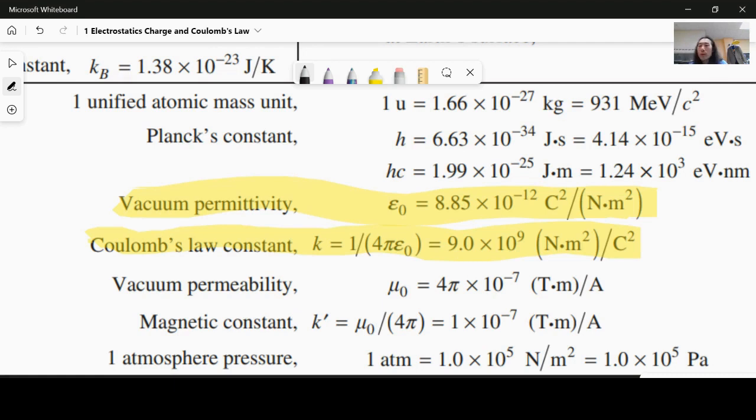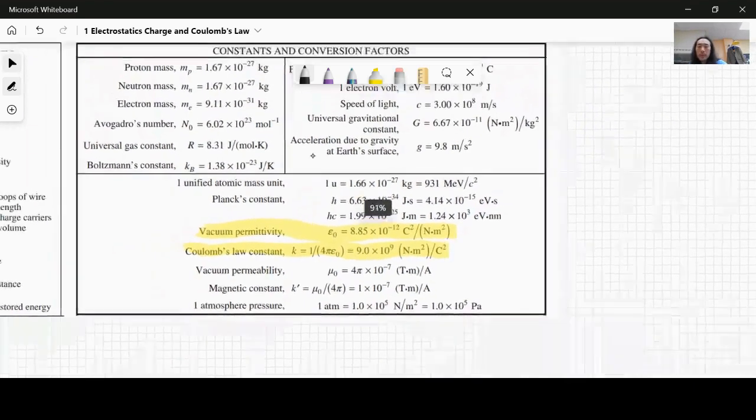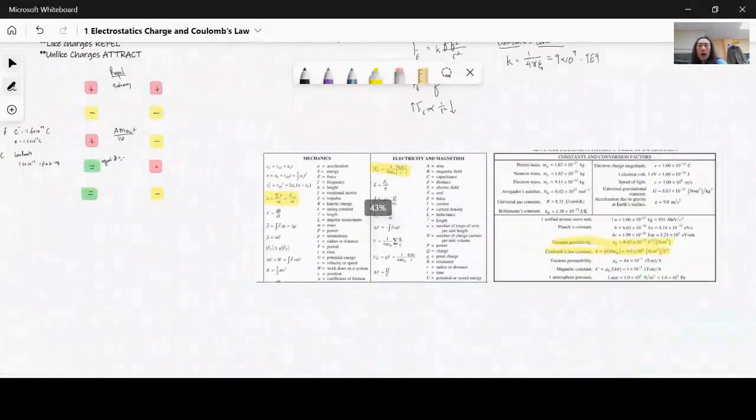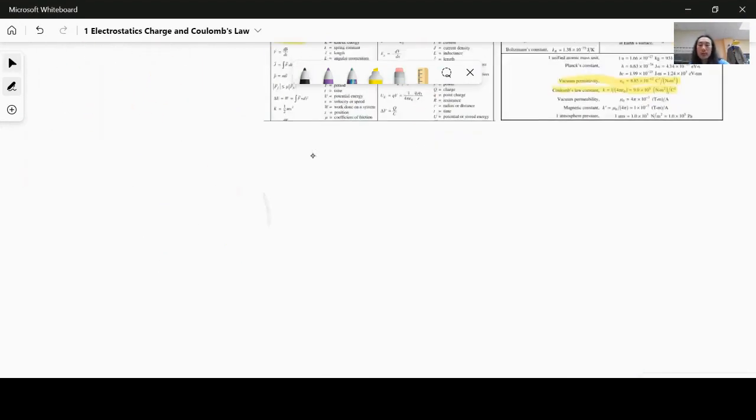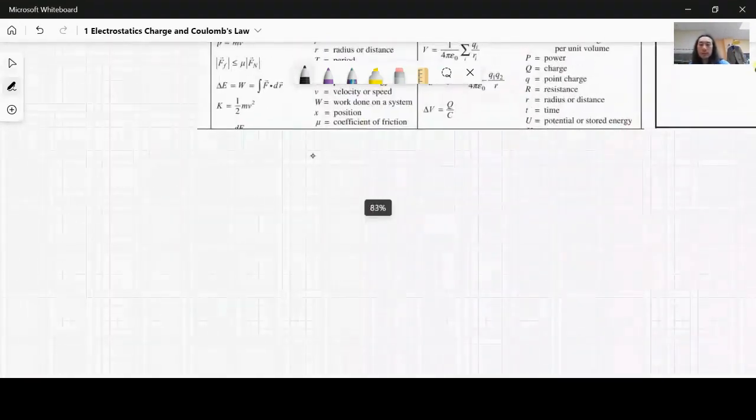Once again, we'll go over what that means in the later units: 8.85 times 10 to the negative 12 Coulomb squared over Newton meters squared. All right. Okay, so the only other thing I want to go over is how we can create models of Coulomb's law. So let's dive into that.